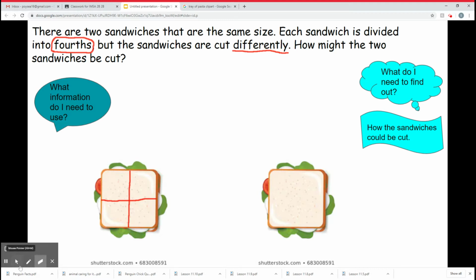So I can't do another T because it wants me to do it differently. So what if I did it like this? I do 1, 2, 3, 4. There we go. Now I have the sandwich cut into fourths 2 ways. Very good. We answered the question.